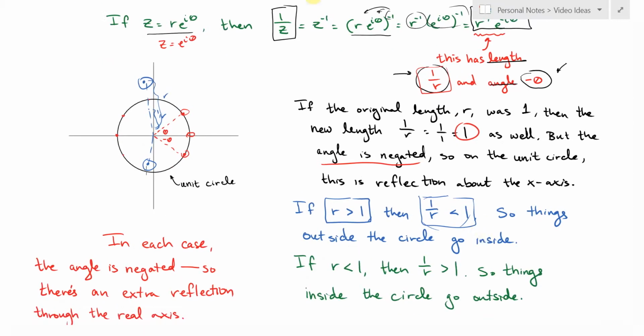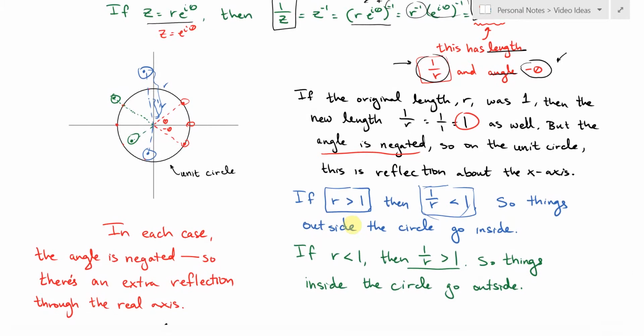Finally, if r was originally less than 1, then things swap again. That means that 1 over r is going to be greater than 1. So things inside the circle are going to get mapped to things outside the circle. For example, this point here: again, angles are always going to get negated, so it's going to be a reflection. Things below the real axis go to things above it and vice versa. But it's not this length; it's going to be a length slightly bigger than 1. So this point is going to get mapped to that point right there. Notice that in each case, the angle really is negated.